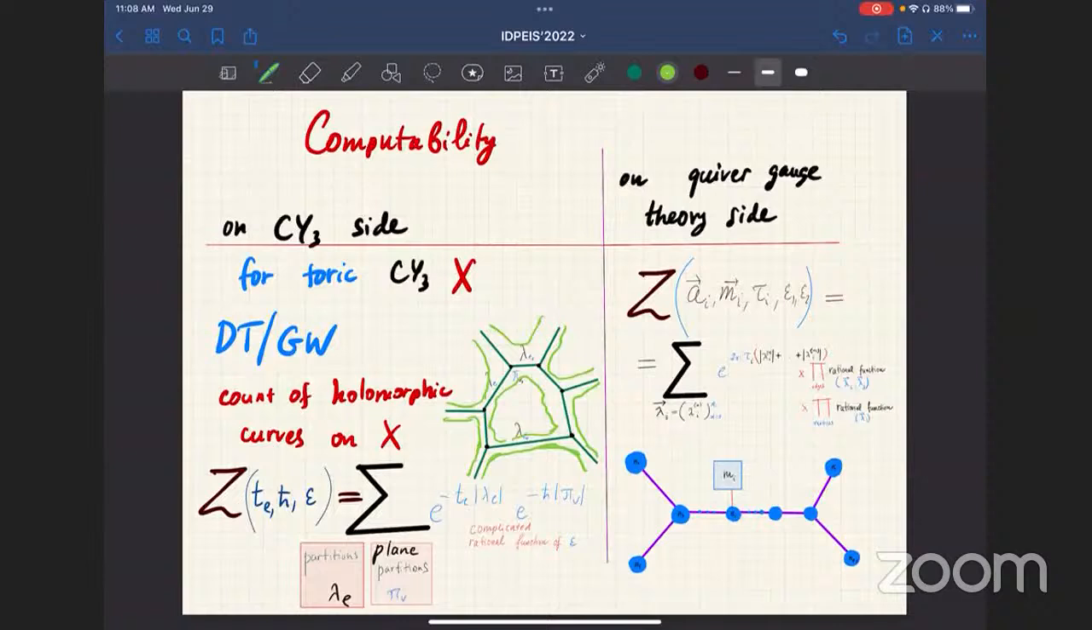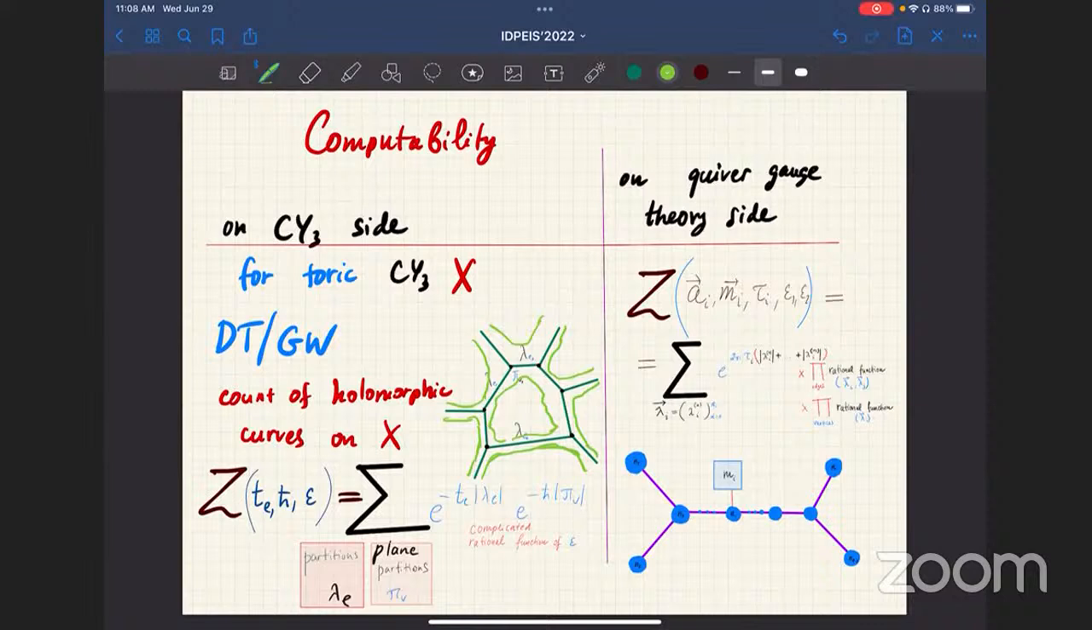On the quiver gauge theory side, you compute the partition function of the slightly deformed four-dimensional gauge theory. So it's a sum over instantons living on the four-dimensional spacetime. And so that will be the sum over the collections of ordinary partitions. They are assigned to the vertices of the quiver diagram. The vertices in turn should be colored by non-negative integers, which are the ranks of the gauge groups.